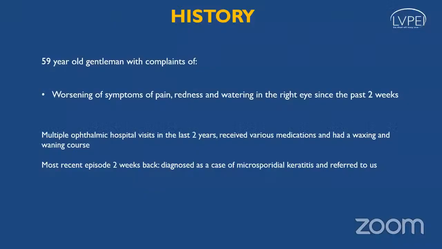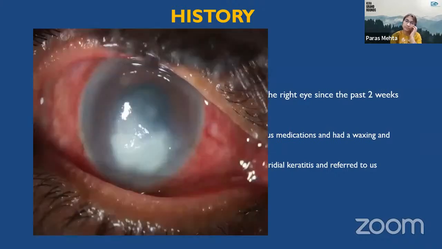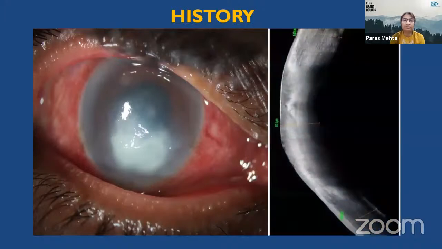A 59-year-old gentleman came with complaints of recurrent episodes of pain, redness, and watering in his right eye for the past 2 weeks. He has a history of similar episodes earlier, for which he had consulted several ophthalmologists and had used various medications. Once the medications were tapered, his symptoms would recur. The slit lamp photo shows a paracentral area of ulceration with underlying dense grayish-white stromal infiltration with irregular and diffuse edges. The corresponding ASOCT showed mid to posterior stromal involvement.